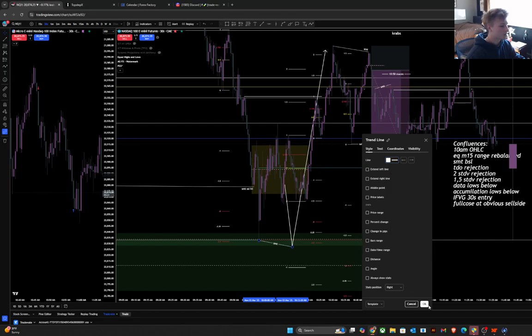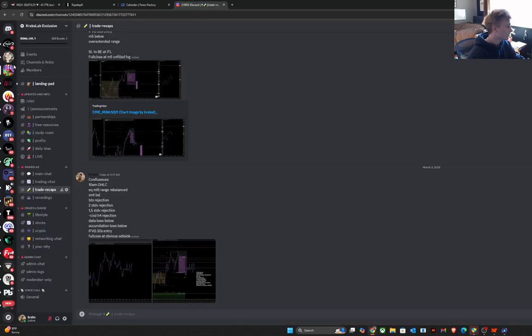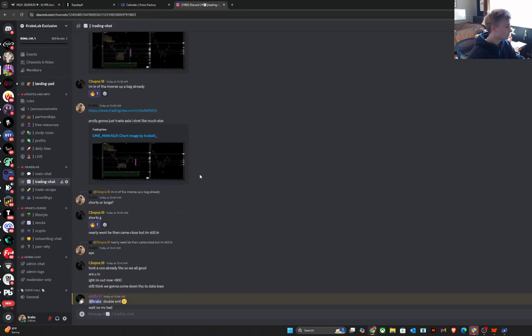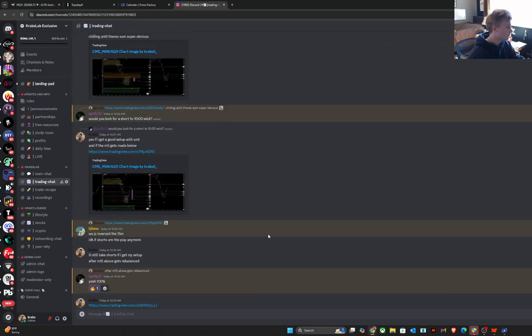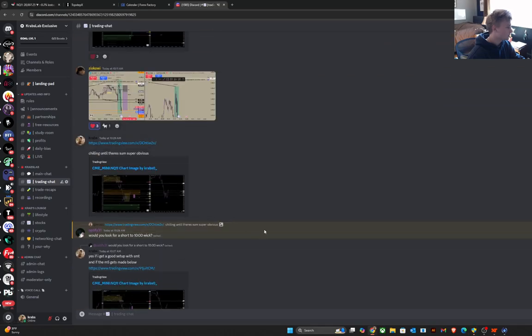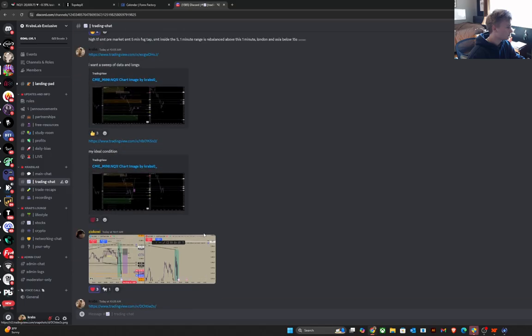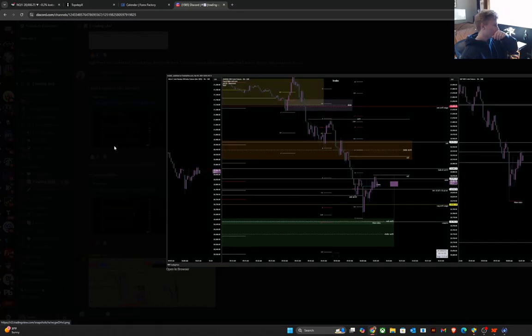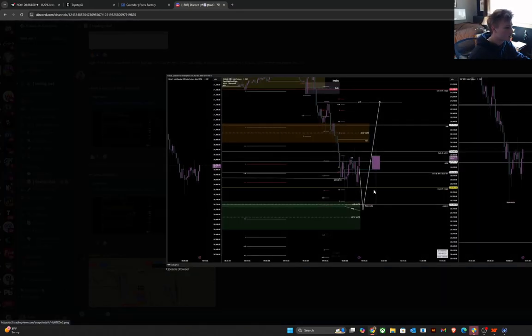Didn't end up getting that SMT. If we look right here, we scroll up a little. I said, let's see. Yeah, so this was my condition. My ideal condition was I wanted a sweep of data, get an SMT at those lows to ride it back up towards this unfilled 15 minute, which would have been a generational long if we got it.